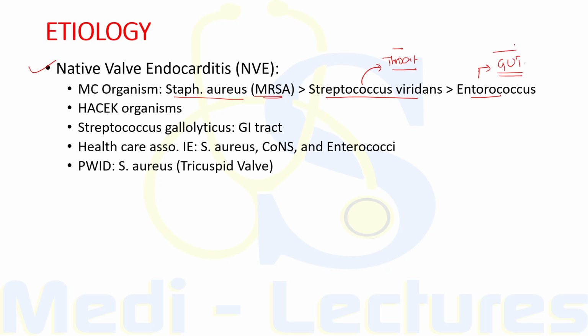HACEK organisms, that is Haemophilus, Actinomycetes, Cardiobacterium hominis, Eikenella corrodens, and Kingella kingae. These are less common causes of infective endocarditis, and these usually arise from the respiratory tract of the patient. Streptococcus gallolyticus originates from gastrointestinal tract and is linked to colonic polyps and tumors.